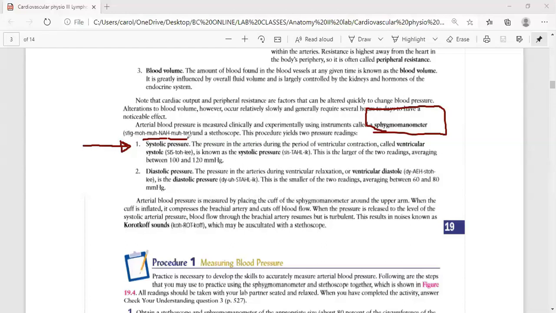When the heart relaxes, your heart is not going to produce that much pressure, and that's called diastolic pressure, as you can see right there. In most of the cases, the systolic pressure is more or less between 100 and 120, and the diastolic pressure is going to be between 60 and 80, more or less.